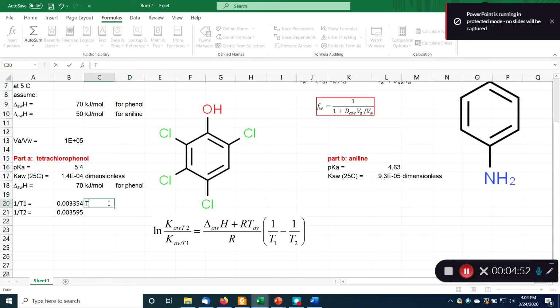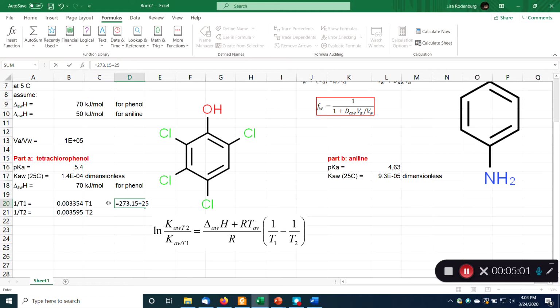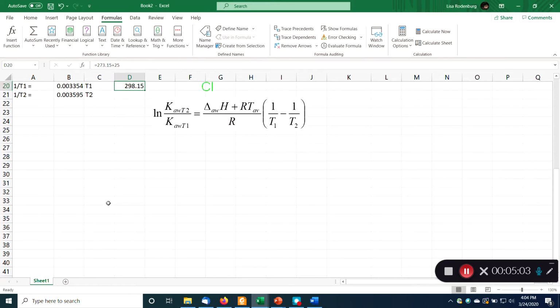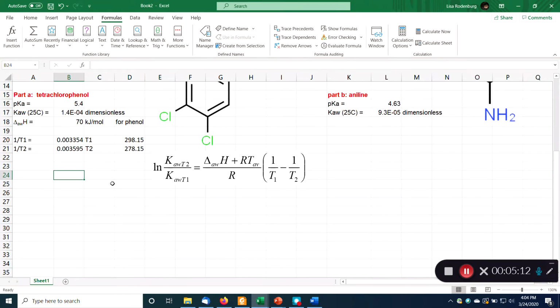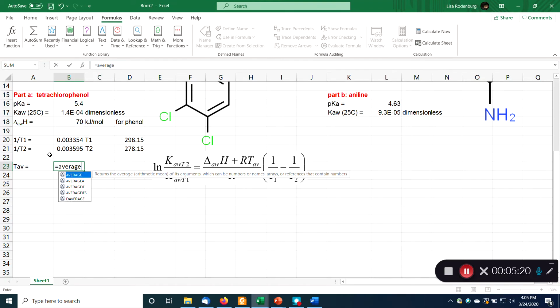Just to be explicit, let's put T1 and T2 down here. So this is 273.15 plus 25. And then this is the same thing, except now plus only 5 degrees. Okay, so there's that. So just to be explicit, our T average, you can do this a couple of different ways. We could use the average function here. It's the average of these two temperatures.